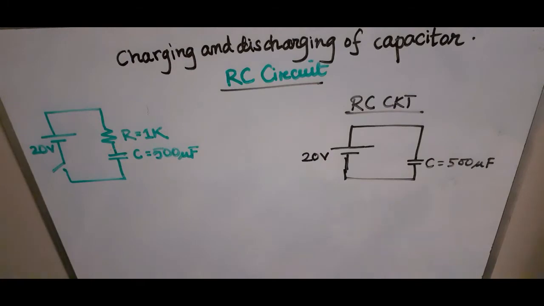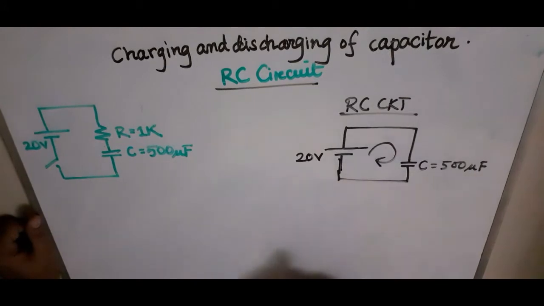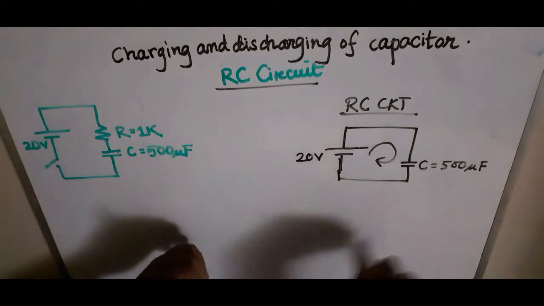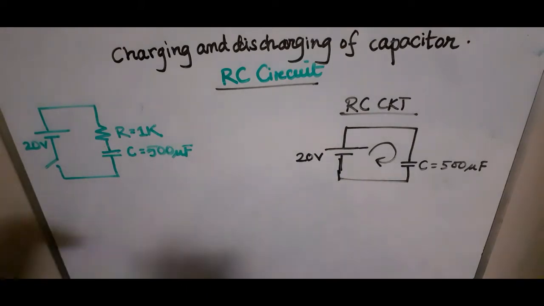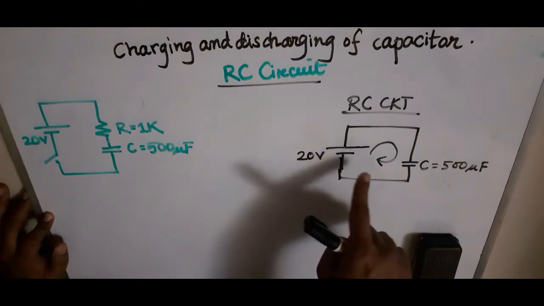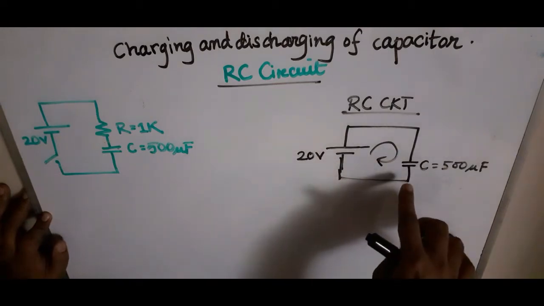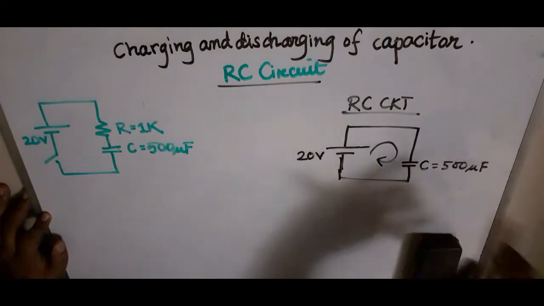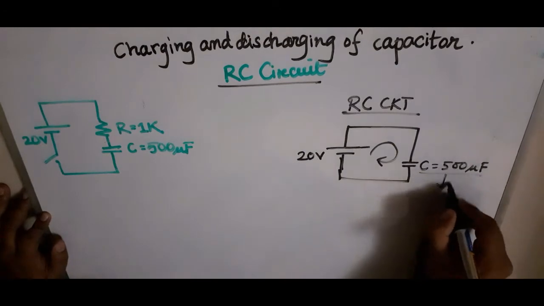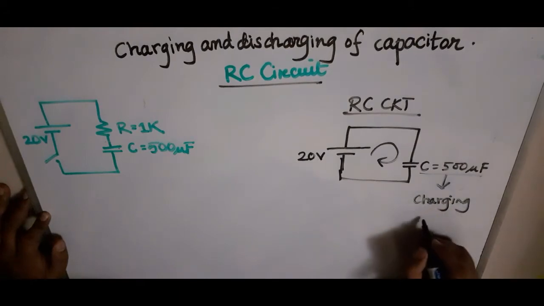Is the current going to start flowing through this circuit? Should I say that the current will start flowing? The answer to this question is no. The current will not start flowing, because it's a capacitor, not a resistor. A capacitor has a characteristic of charging and discharging. You need to remember this one. It has characteristics of charging and discharging.